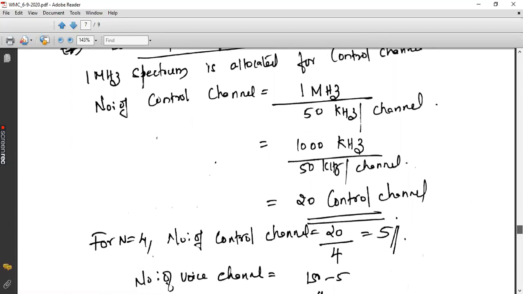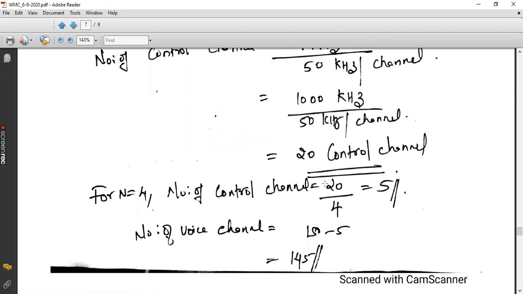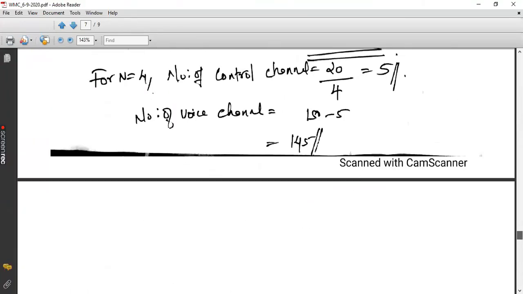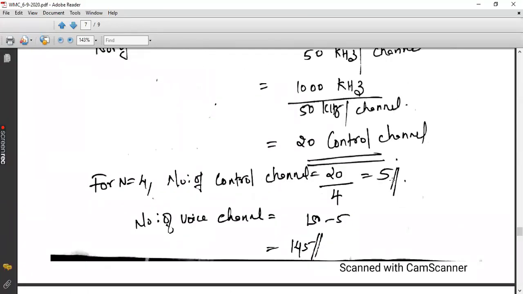Now, after getting the number of channels per cell, we have to redistribute them in terms of voice channels and control channels. Already we have 5 control channels for one cell. What is the total? I mean, total channels in one cell, it is 150. We have already found that. So out of this 150, 5 channels are control channels. What is the remaining number? 150 minus 5, that is 145, can be treated as the number of voice channels.